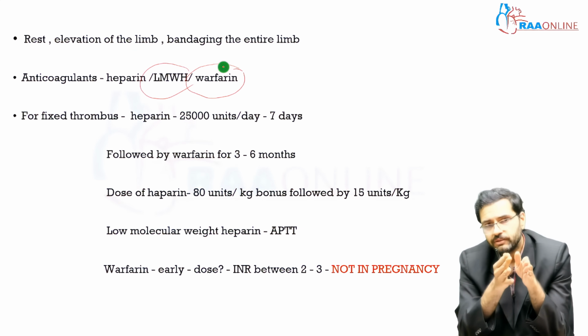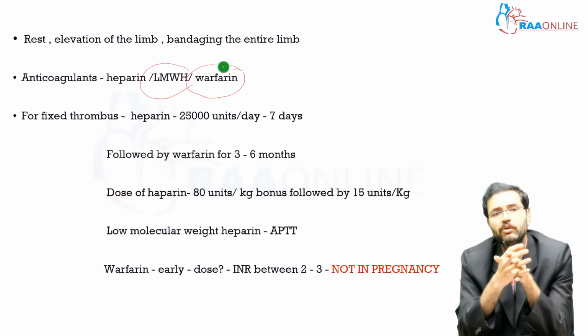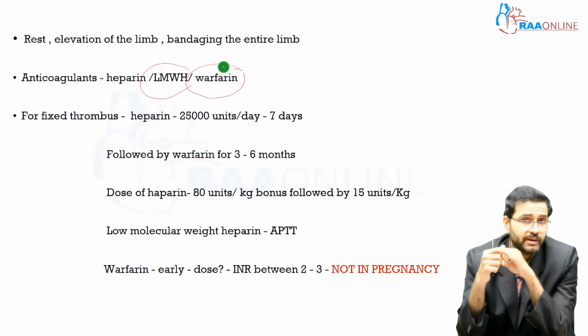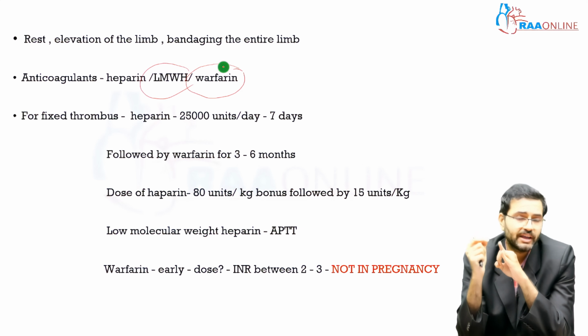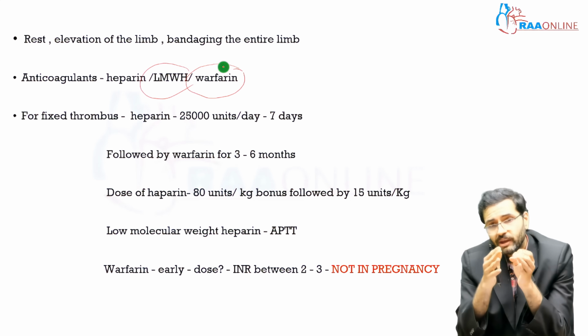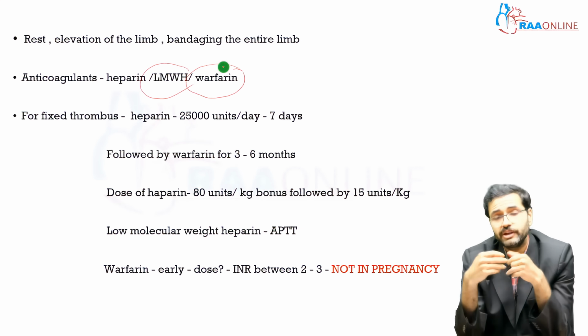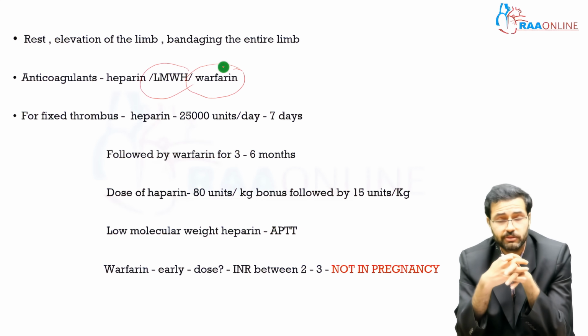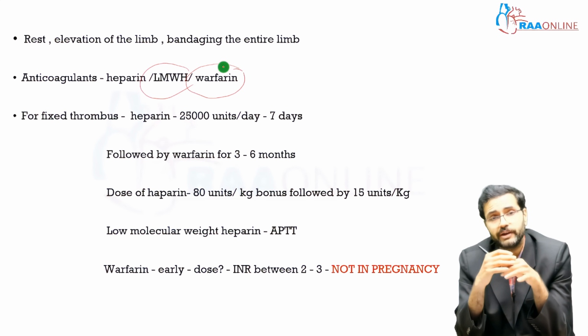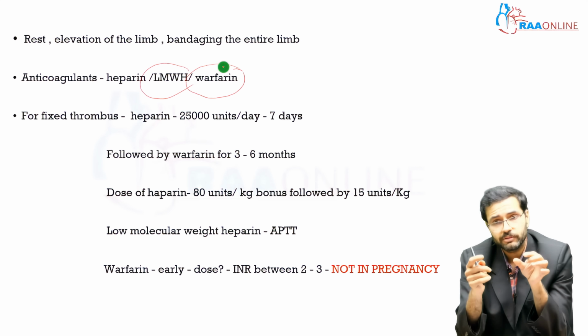When you have a fixed thrombus, the management would involve provision of anticoagulants, namely heparin, at the rate of around 25,000 international units per day for 7 days. During this period, the patient is monitored by looking at the APTT levels. Once heparin is given for 7 days, the patient should be shifted over to warfarin, which is an oral anticoagulant, and it should be provided for a period of at least 3 to 6 months. The dose of heparin is around 80 units per kilogram body weight, bolus.